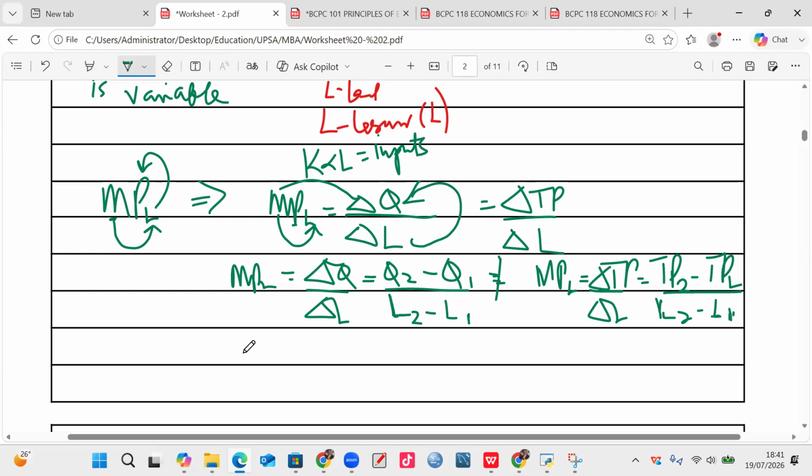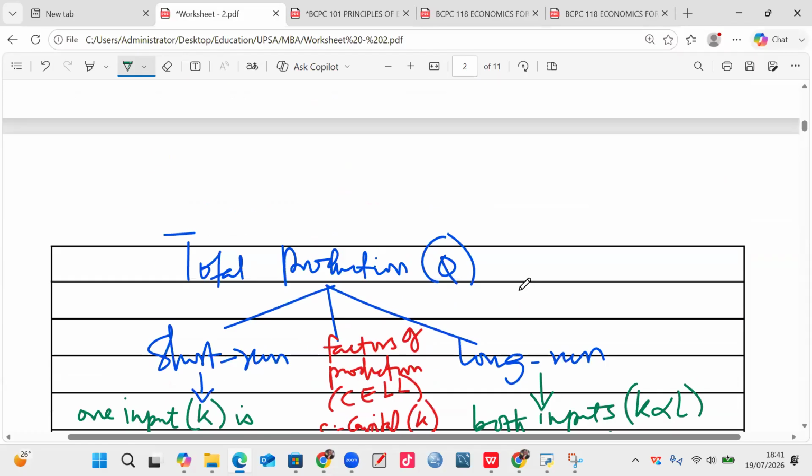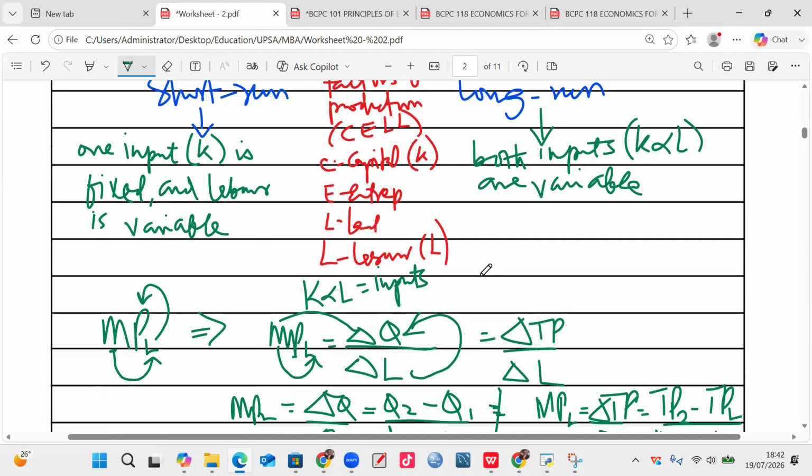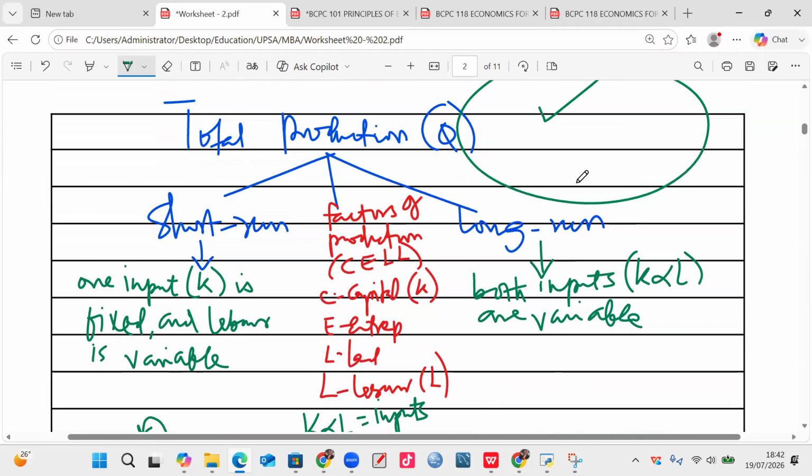Are we good? Yes, please. So this was just intro. I believe you are writing. But this one, don't forget it. You use it when you get to level 300. If your lecturer teaches and you are getting confused, when you come here, you understand it.